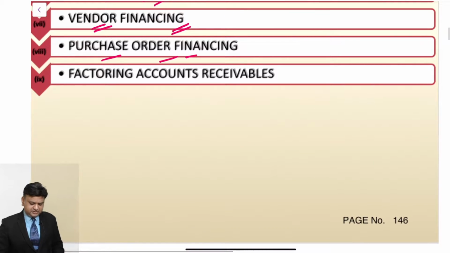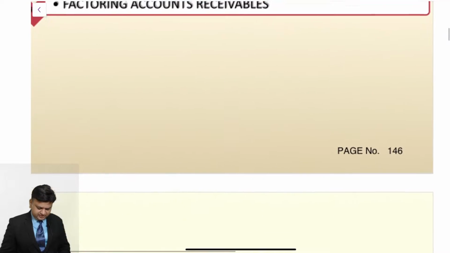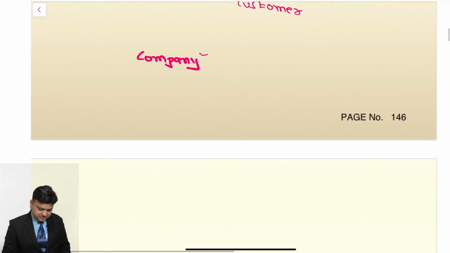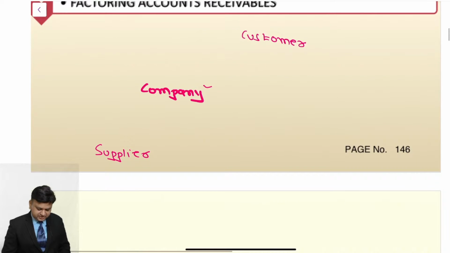Purchase order financing, I'm just giving you some basic idea before we read about them individually. Purchase order financing is something like this. Let us say that there is a company which is able to get an order from a customer. Now the company is going to buy raw material from the supplier. For purchasing the raw material from the supplier, the company does not have funds.